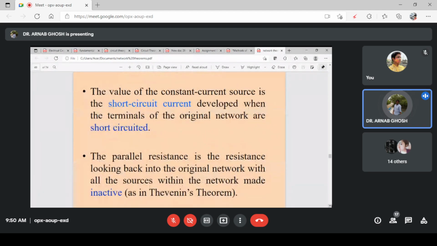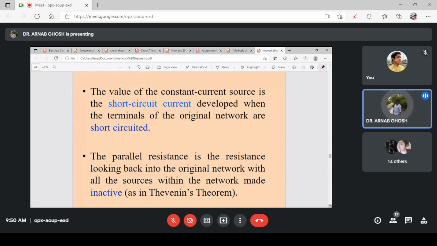So what are the two things that you need to calculate? One is the value of the constant current source, that is the short circuit current that is developed between the terminals of the original network if it is short circuited. So this is the first step of Norton's theorem.